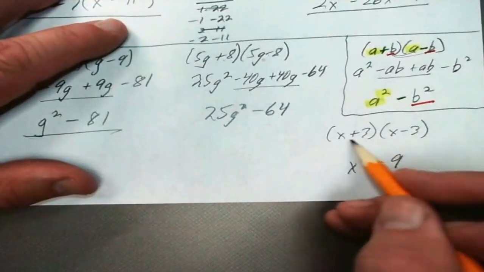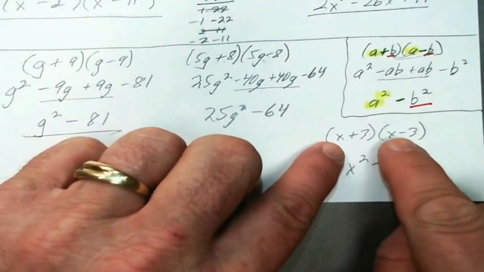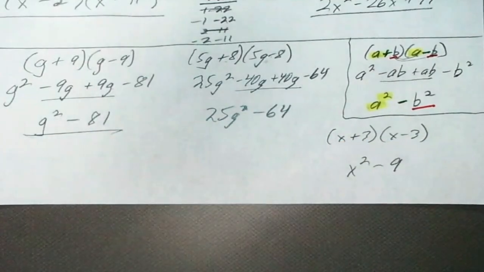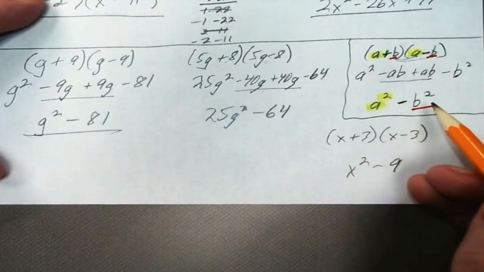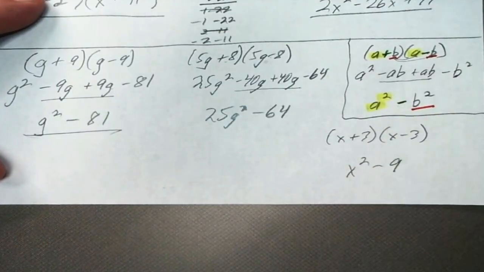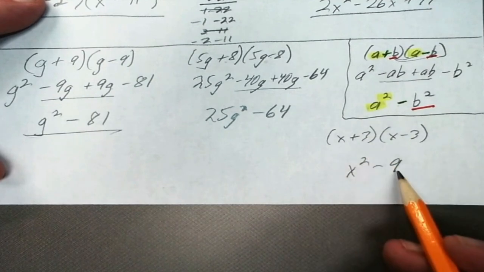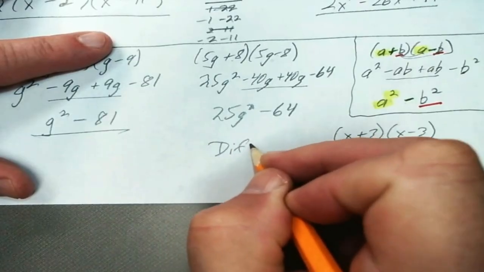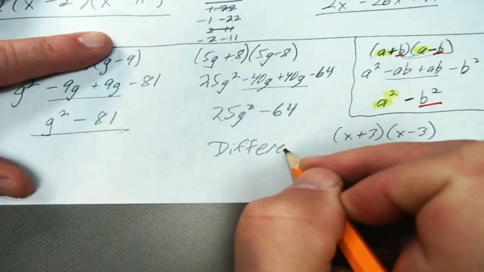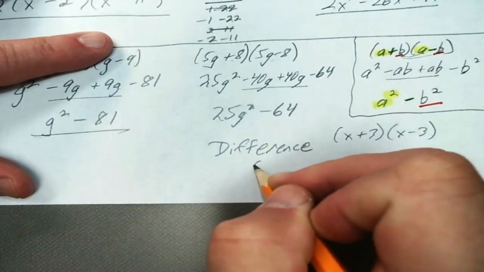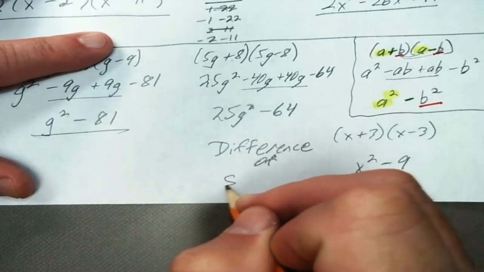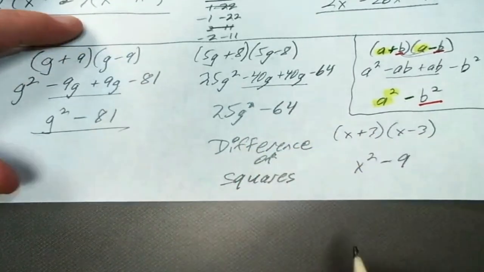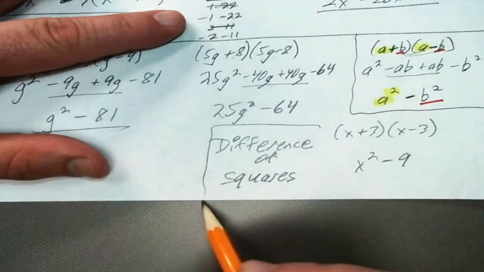Because if I recognize the pattern, oh, these are the same and these are the same, and there's a positive and a negative, the answer is going to be the first one squared and the second one squared with a minus in the middle. X squared, 3 squared with a minus. This is called the difference of squares.